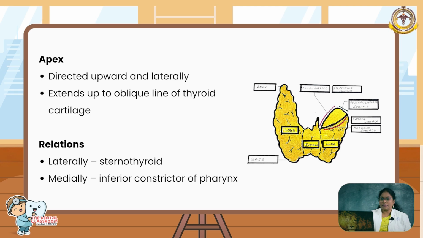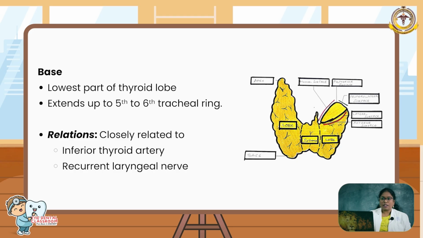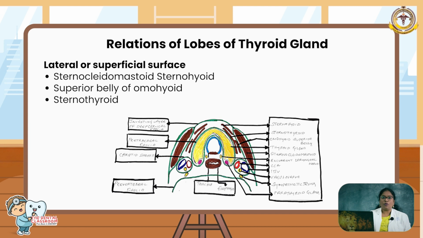of the pharynx. The base is the lowest part of the thyroid lobe and extends up to the 5th to 6th tracheal ring. It is closely related to the inferior thyroid artery and the recurrent laryngeal nerve. Relations of the lobes of the thyroid gland: the lateral surface is related to the sternocleidomastoid, sternohyoid, superior belly of omohyoid and sternothyroid.